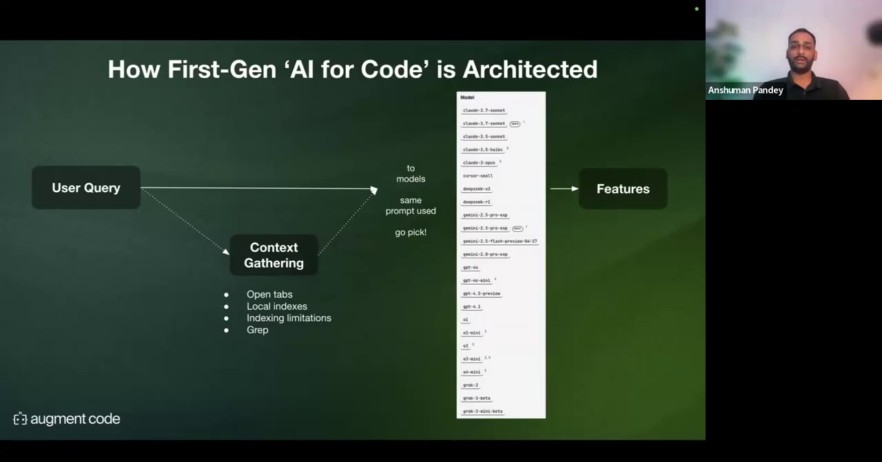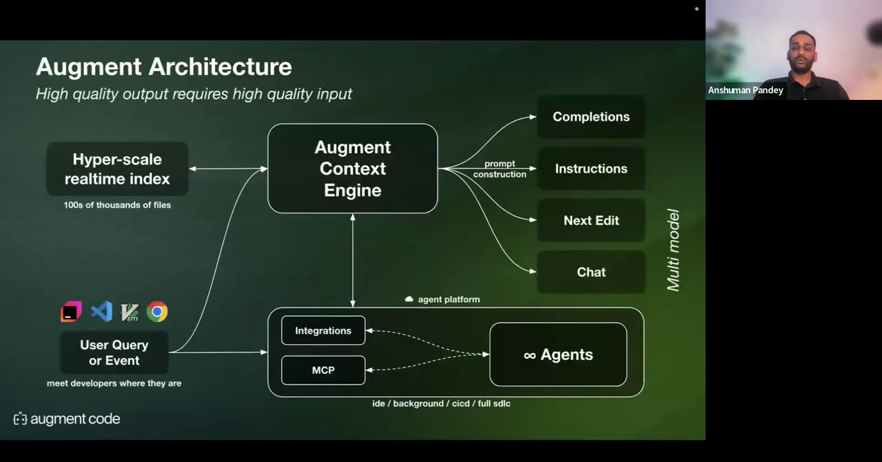So at Augment, we took a fundamentally different approach. What we realized is LLMs are great at generating output, but it's a garbage in, garbage out problem. If the quality of the input isn't there, it doesn't matter what model you choose. So we spent 2 years building out a robust SaaS infrastructure that allows us to do a few things. One is we can keep a hyperscale real-time index. What does that mean? We can have over 500,000 files open in the workspace, and Augment is able to index the entire code base. And we actually re-index at every keystroke, so it's going to keep up with all your changes in real time.